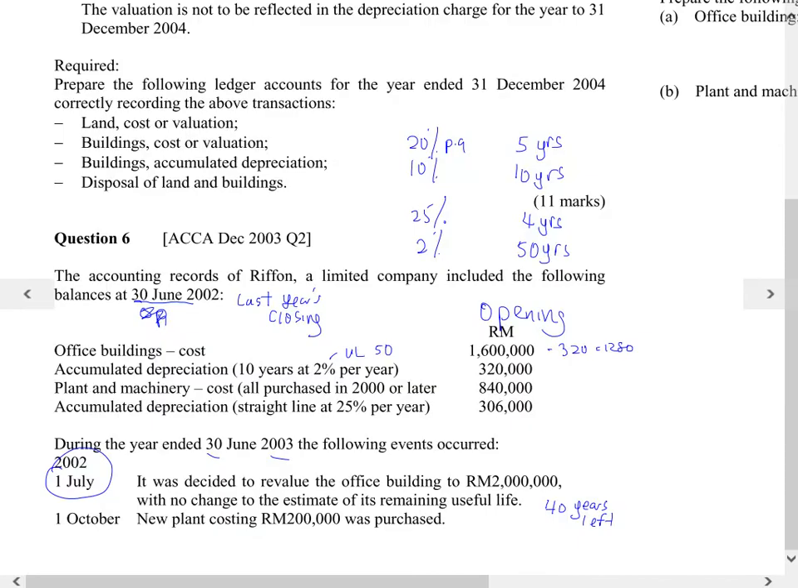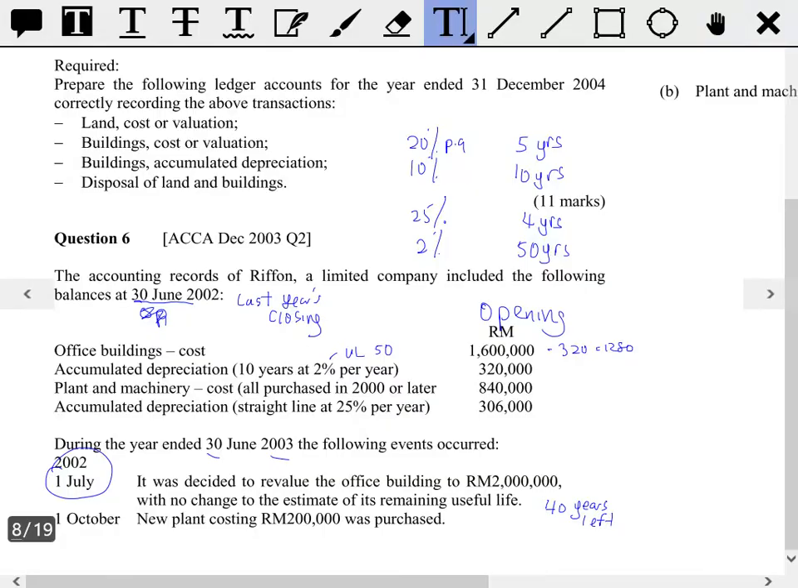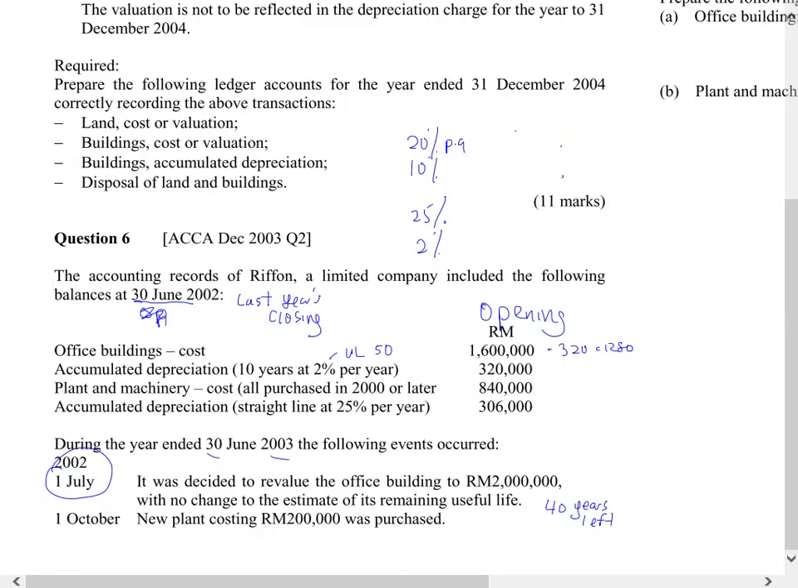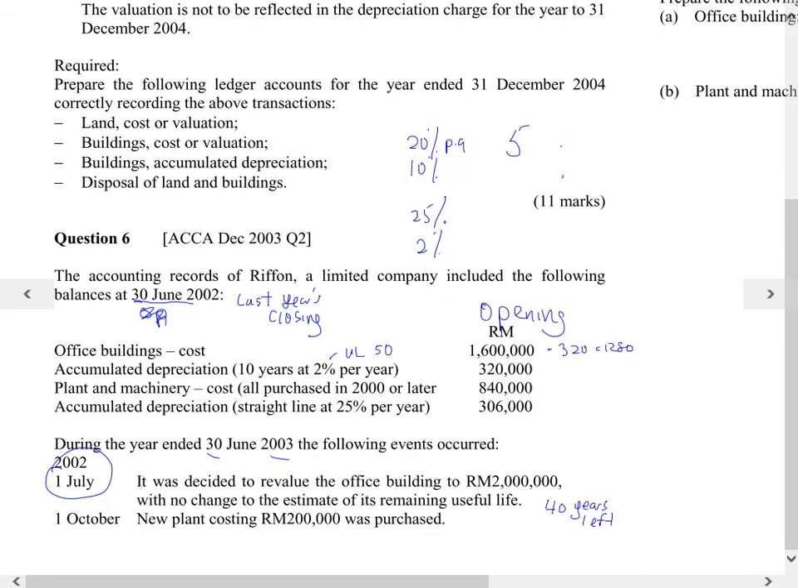Okay? Now, before we continue, this is a concept. If I depreciate 20%, how many years of depreciation? 5. Our full depreciation will be 100%. So 20% will be 5 years. If I depreciate 10%, 10 years, 25%, 4, 2%, useful life will be 50 years. Okay, so the depreciation can tell how many years is our useful life.